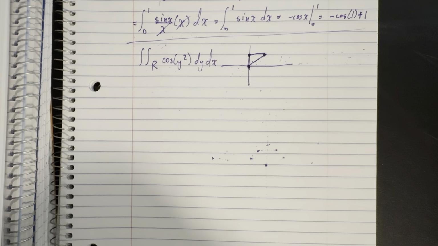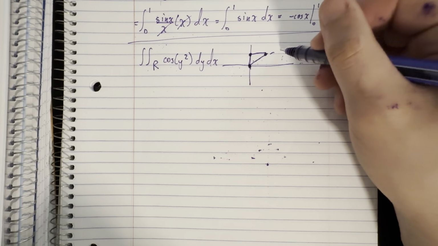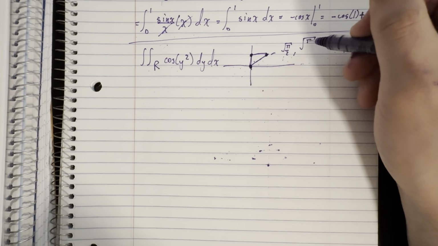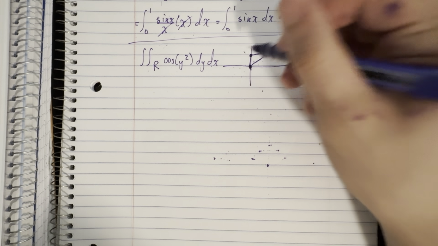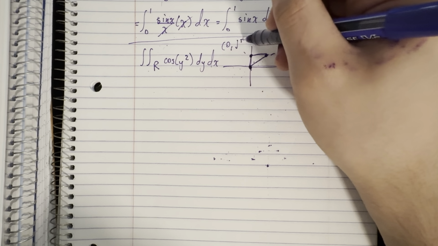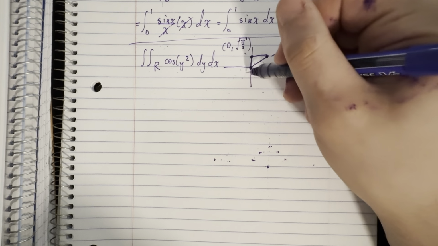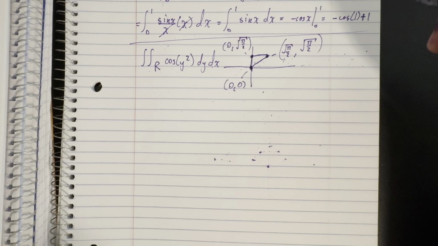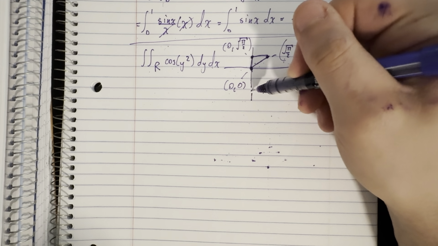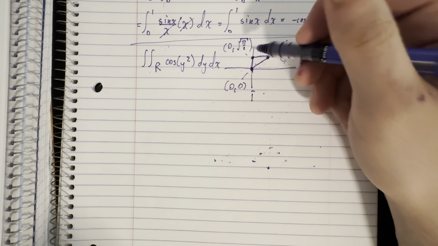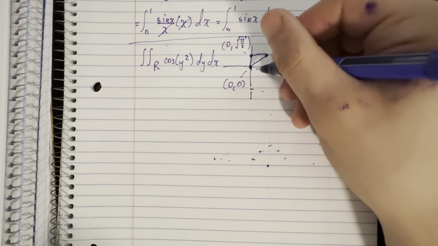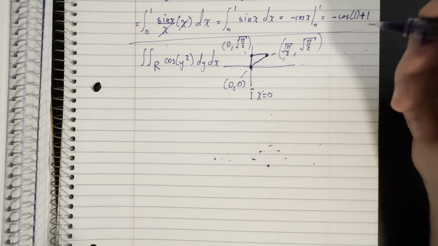Okay, so this is (root pi over 2, root pi over 2). This guy is (0, root pi over 2). And then this is just the origin. All right. So the line that bounds this is just the y-axis, so that's x equals 0.